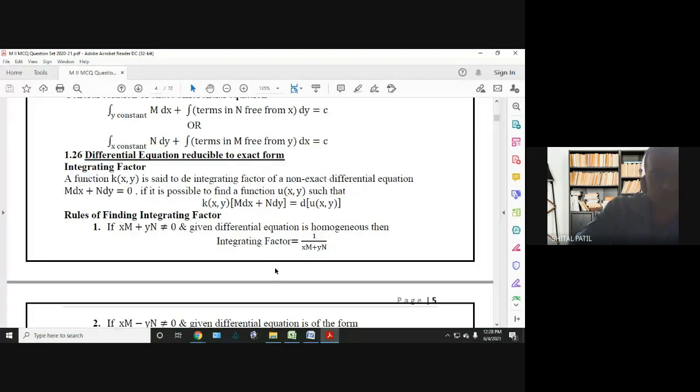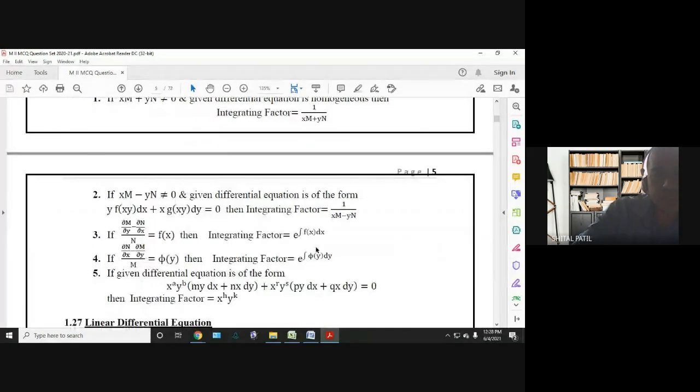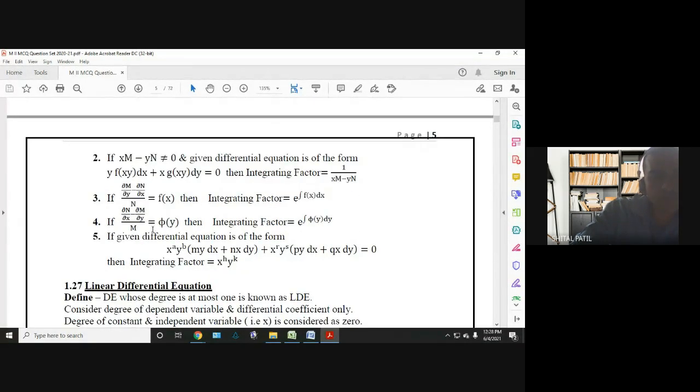If the differential equation is homogeneous, 1 upon mx plus ny is the integrating factor. If the differential equation is in the form y f of xy dx plus x g of xy dy equal to 0, then the integrating factor is 1 upon mx minus ny. Rules 3 and 4 are known to us. If del m by del y minus del n by del x, divided by n, is a function of x, then the integrating factor is e raised to integration of f of x dx. Other way around, if del n by del x minus del m by del y, divided by m, is a function of y, then the integrating factor is e raised to integration of phi of y dy.